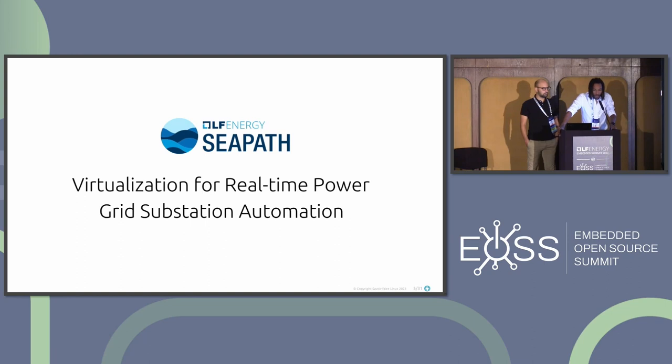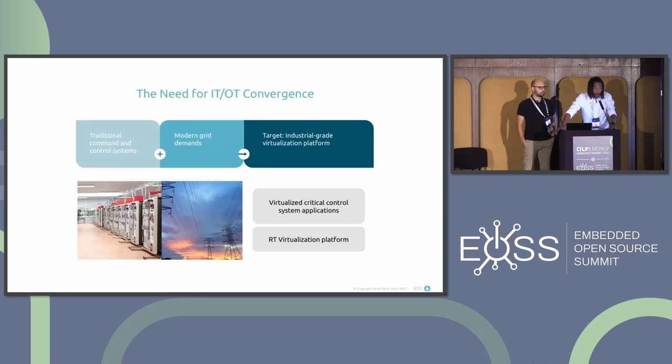That's where virtualization arrives. In the old system, the hardware and the software are bound together, so it's not very flexible. Like it was done in the telecom sector, we wanted to split both, to have the hardware on one side and the applications on the other. We want to mix traditional command and control systems with the new use cases that we have, and for that we need virtualization.